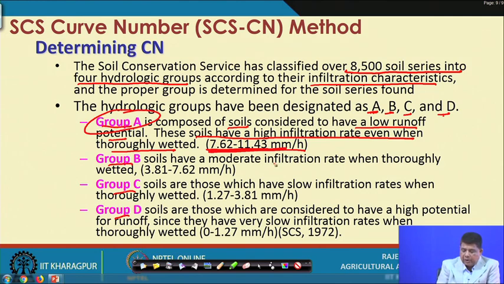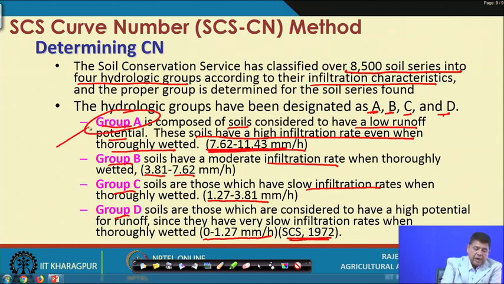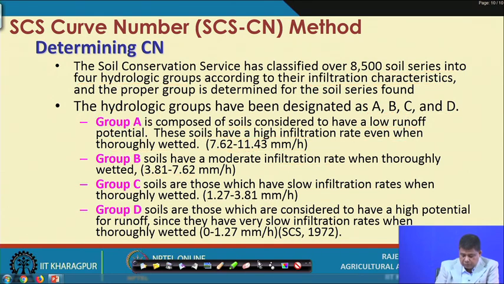Similarly, group B soils have a moderate infiltration rate when thoroughly wetted, and the range is 3.81 to 7.62 millimeter per hour. Group C soils are those that have a slow infiltration rate, and the values are 1.27 to 3.81 millimeter per hour. For group D the infiltration rate lies between 0 to 1.27 millimeter per hour, and this has been given by SCS in 1972. So, knowing the infiltration characteristics, we can find out which hydrologic soil group, A, B, C or D, our soil belongs to.